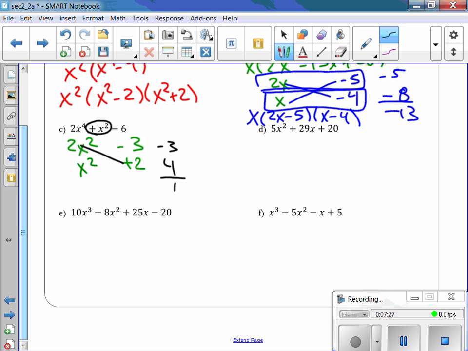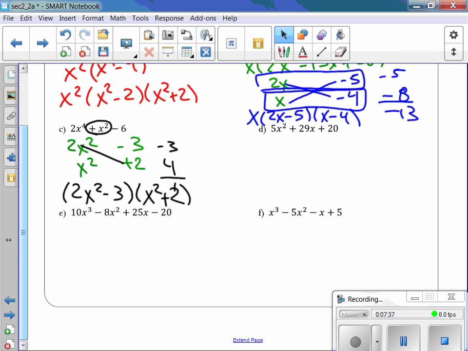So then we just have our factors of 2x squared minus 3 and x squared plus 2. Yes. And one more.